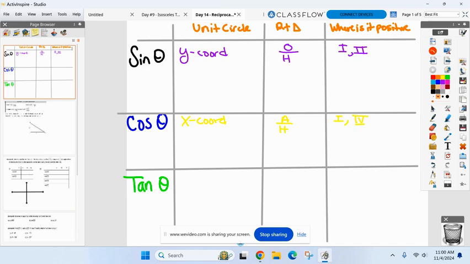All good? And then lastly, we did tangent on Friday if you weren't here. Tangent on the unit circle: Y over X, because I'm at a coordinate, so it's got to be Y over X coordinate. Right triangle: opposite over adjacent. Awesome. And then where is it positive? Third and first, right? Everything's positive in the first. First and third. All right, what do we think here? Good. We're good.